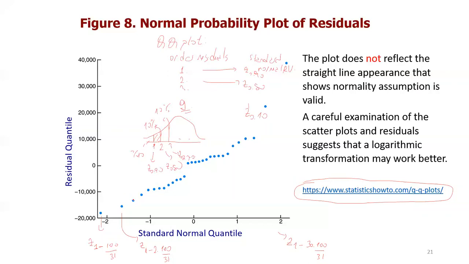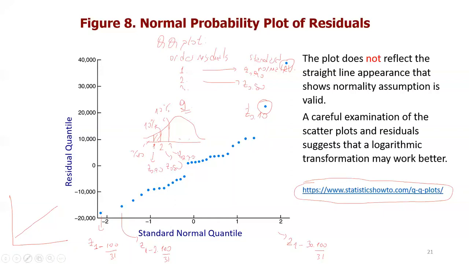I don't expect you to draw the QQ plot by hand. It will be given through software, but it's good to know how it is plotted. So this is the QQ plot. What you expect to see is a straight line. But if you look here, you don't have a straight line. You have data there, data there.